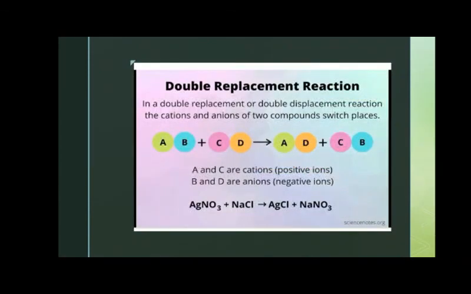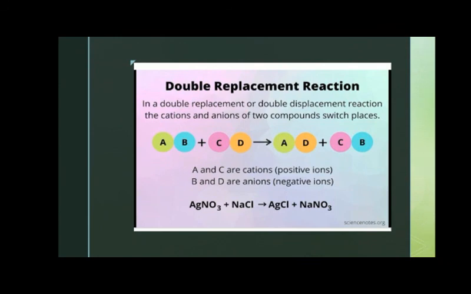Now another type is double displacement reaction, also known as double replacement reaction. In a double displacement reaction, the cations and anions of two compounds switch places. It means they will exchange their places. Have a look at the dummy reaction.